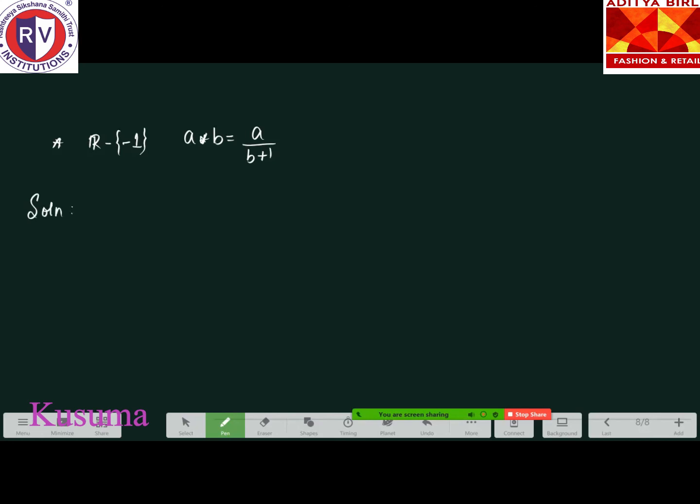We just now saw in the previous question what is the associative law and what is the commutative law. So let us consider A star B here. A star B is a by b plus 1 and B star A is b by a plus 1. These are two different terms unless a and b are equal. So we can say that this is not equal to A star B, and therefore star is not commutative.